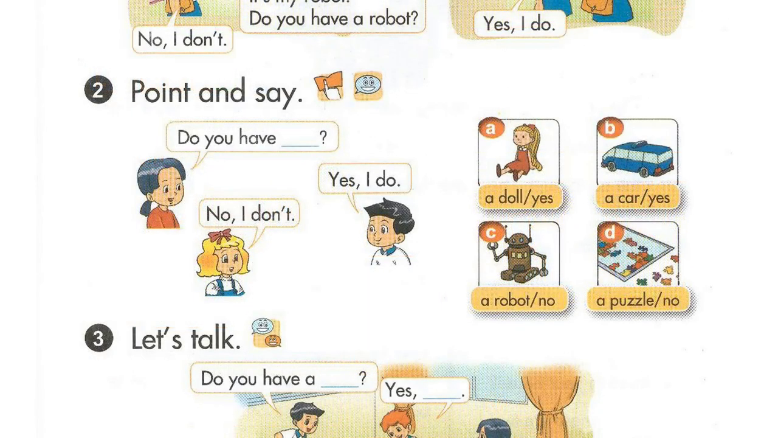Activity 2. Point and say. Do you have a car? Yes, I do. Do you have a robot? No, I don't.